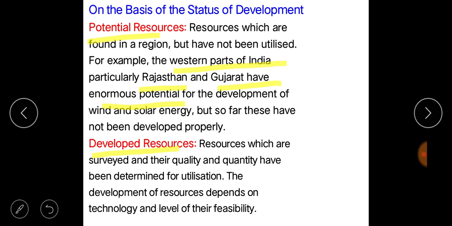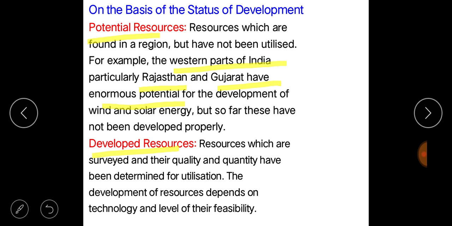So the development of resources depends on the technology and the level of feasibility. It depends on whether the technology is using it and developing it for the utilization of the public, and on the feasibility of where it is located.